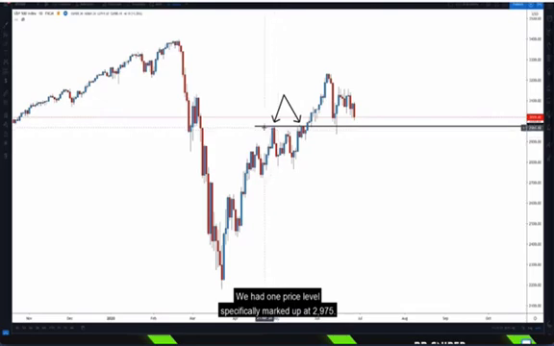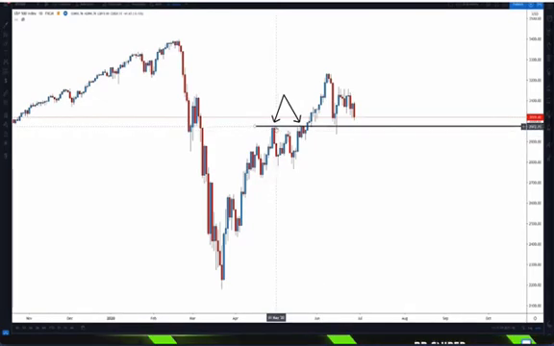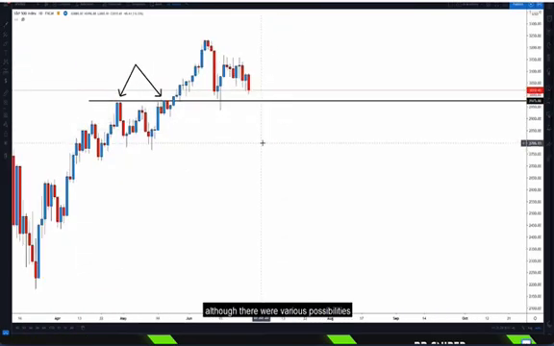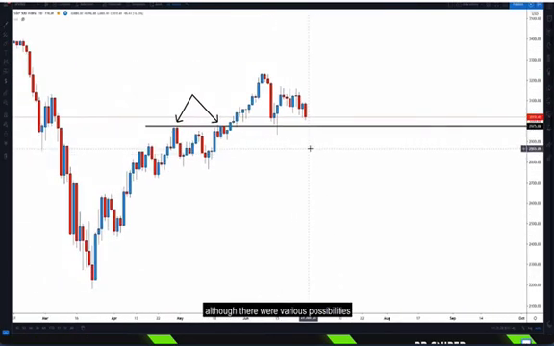We had one price level specifically marked up at 29.75. And we talked about how although there were various possibilities on how price might trade down there, we essentially wanted to see a lower close within the next week's price action to be able to have a higher probability of seeing 29.75 traded to.